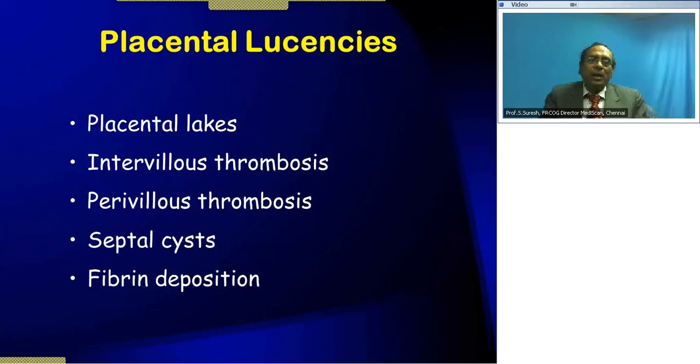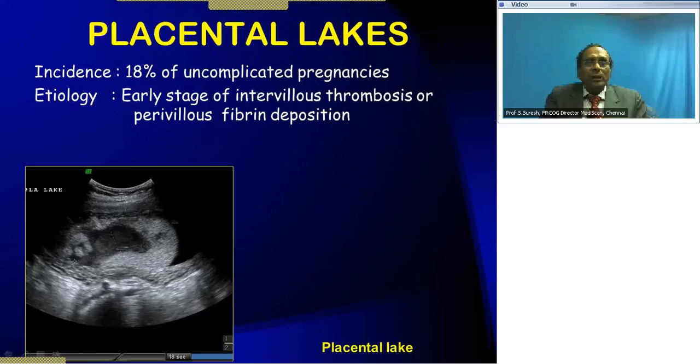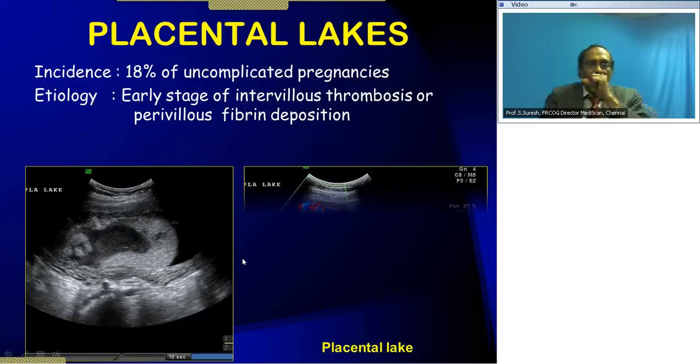Then we start looking at placental lucencies, where you have placental lakes, intervillous thrombosis, perivillous thrombosis, septal cysts, and also subchorionic fibrin deposition. Let's first look at placental lakes. The incidence of placental lakes is about 18% to 20% of uncomplicated pregnancies. Etiologically, they are actually cystic spaces in the placenta, and they are supposed to be at the early stage of intervillous thrombosis or perivillous fibrin deposition.